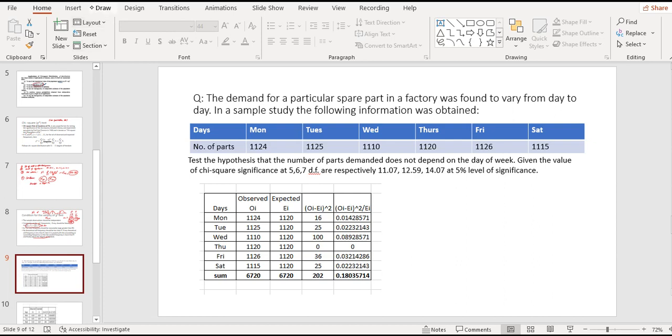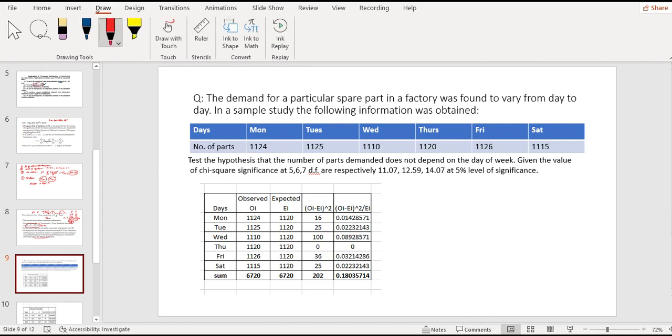Okay, so the first step is we need to decide the null hypothesis. Because in this case it will not involve any kind of parameter, we need to write the null hypothesis in the form of a statement only. So what is the statement? The null hypothesis is: the demand of the spare part does not depend on the day of the week, right?